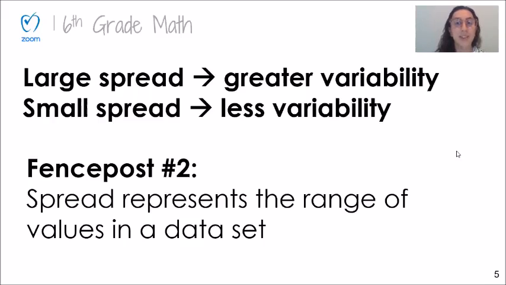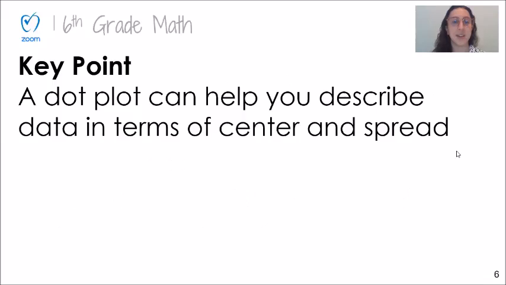Now that we've talked about center and spread, which are two ways in which we describe data sets, we're going to stamp our key point. A dot plot can help you to describe data in terms of center and spread. We saw in this example how we could identify both the center and the spread in our dot plot.